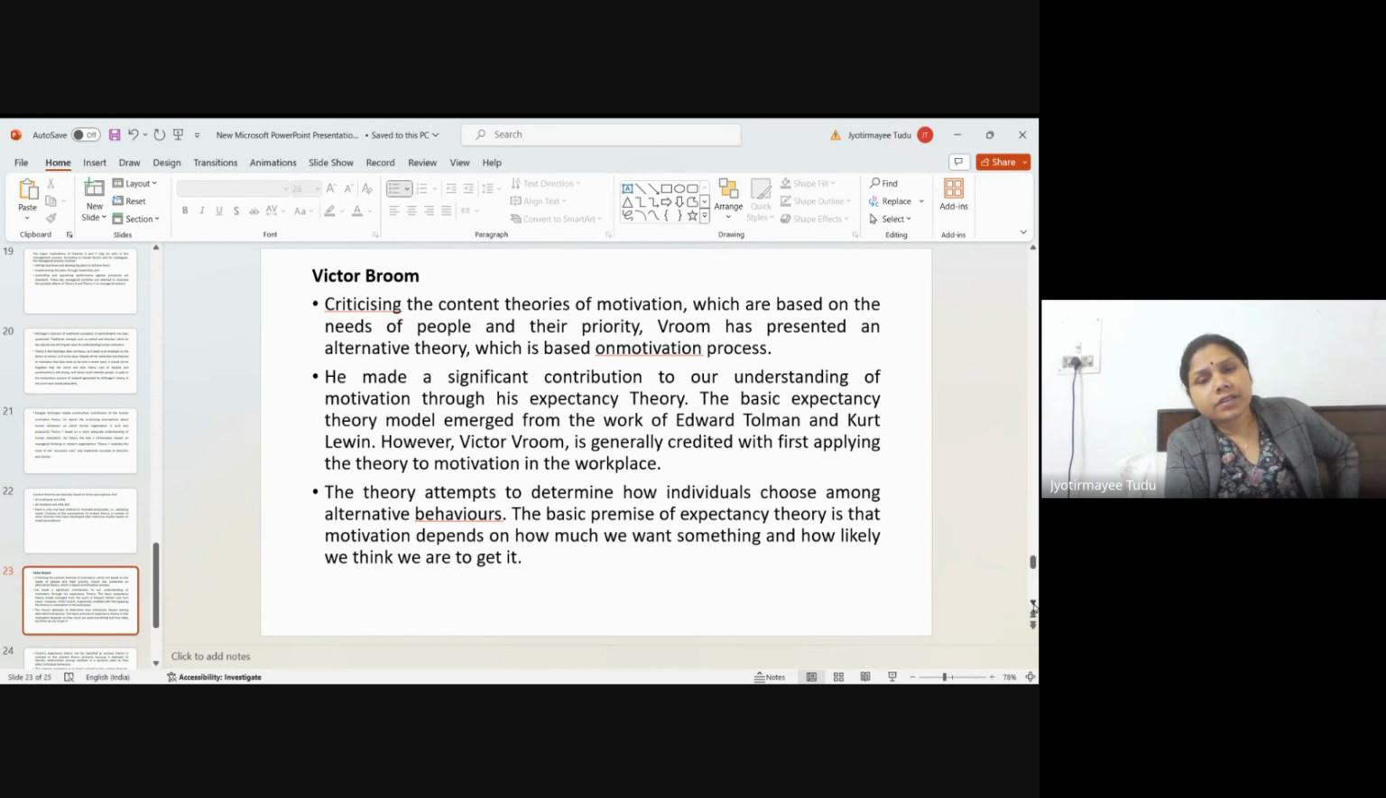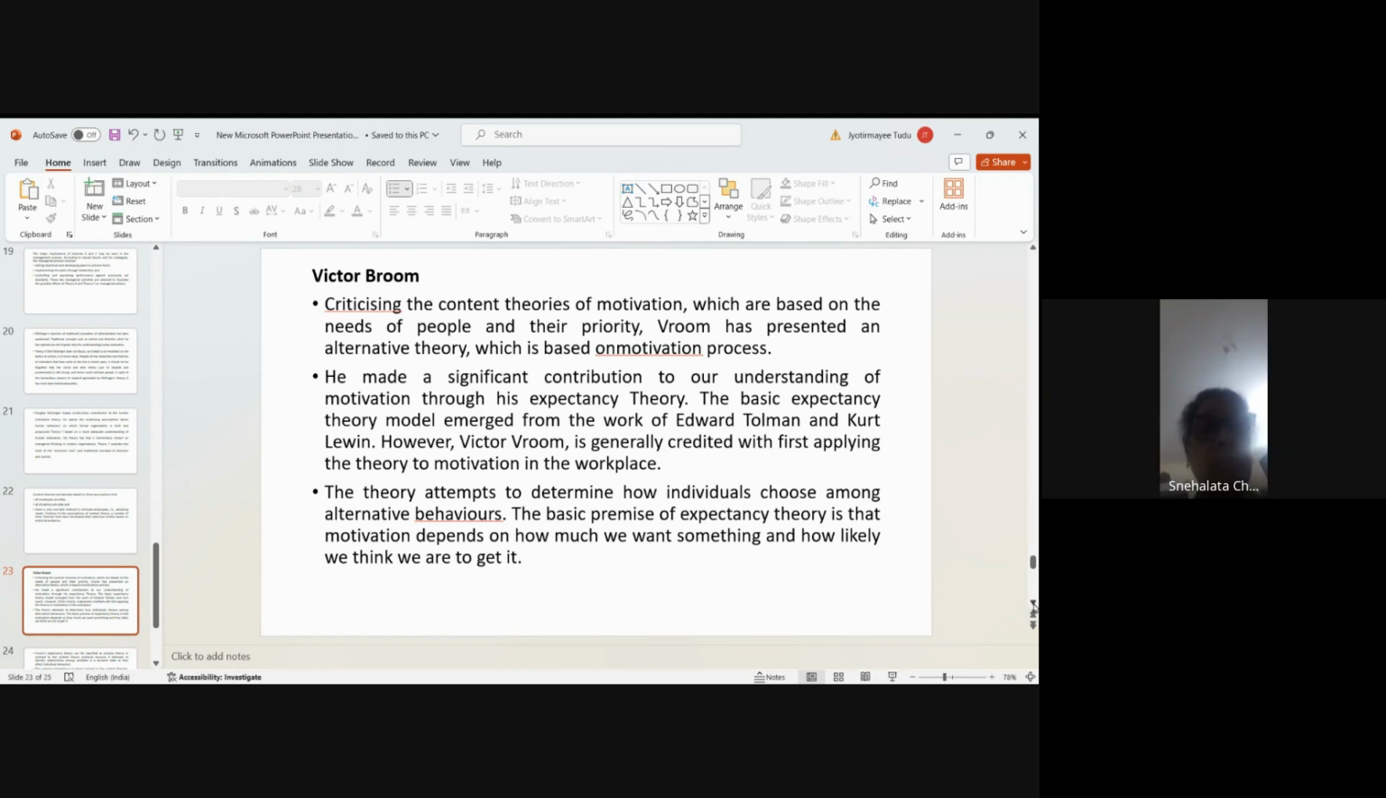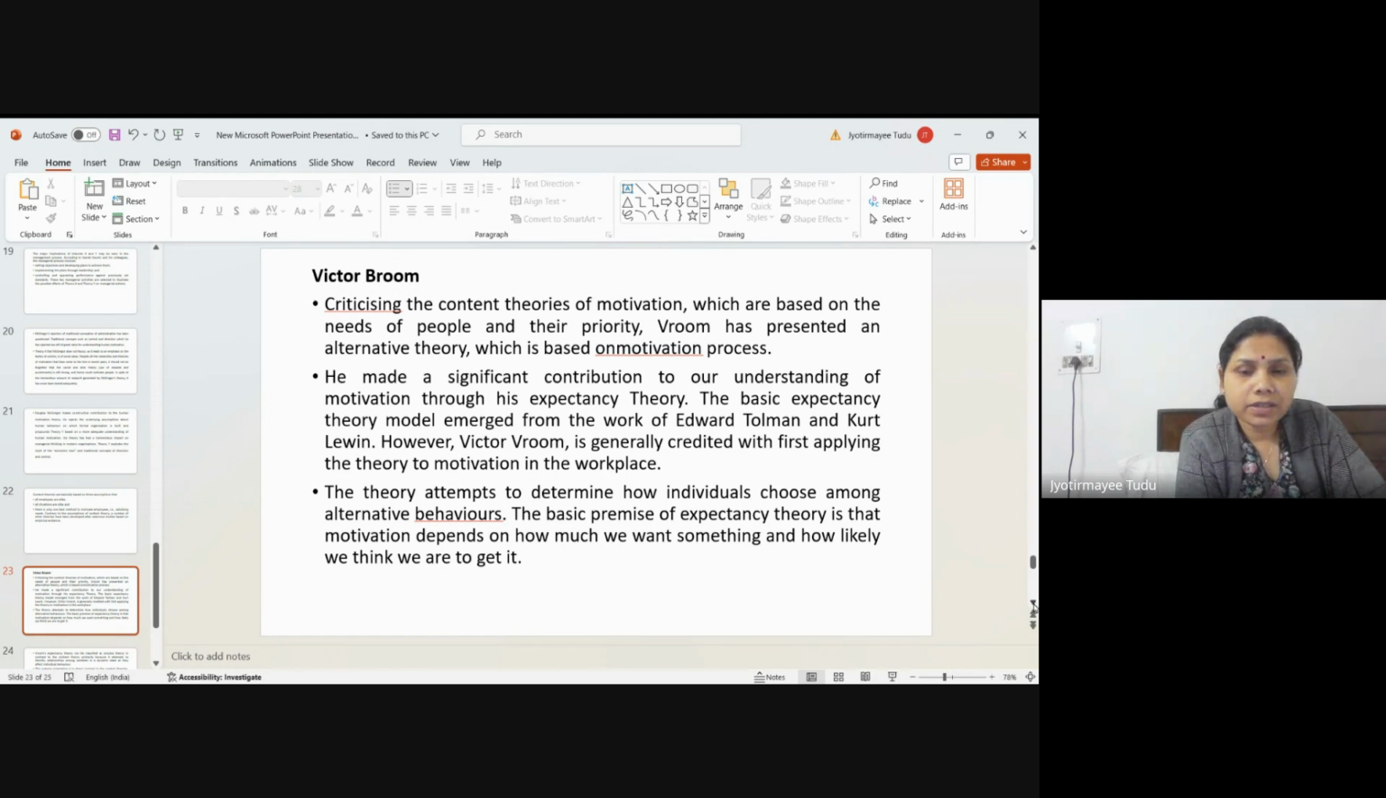Victor Vroom, while making his significant contribution to motivation theory through his expectancy theory, built on a basic model that emerged from the work of Edward Tolman and Kurt Lewin, but his name is generally credited with first applying the theory of motivation in the workplace. This theory attempts to determine how individuals choose among alternative behaviors. The basic premise of expectancy theory is that motivation depends on how much we want something and how likely we think we are to get it.